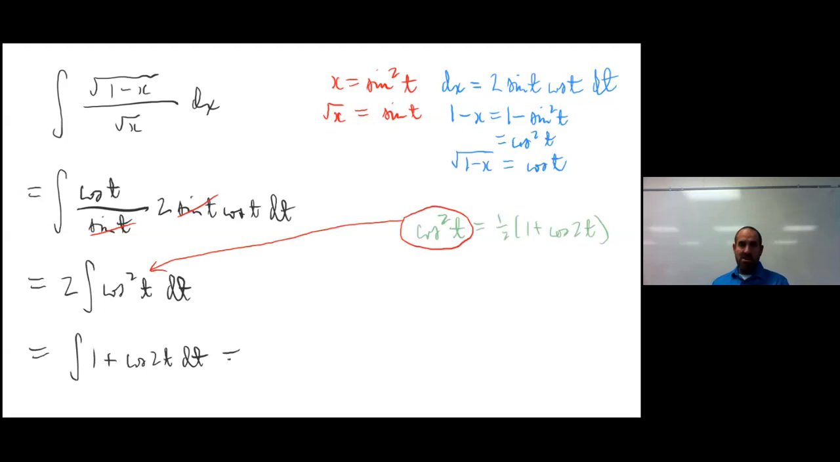which, again, it's very important to keep track of your variables, yes? The fact that we're integrating in t right now is critical. What's the antiderivative of 1?